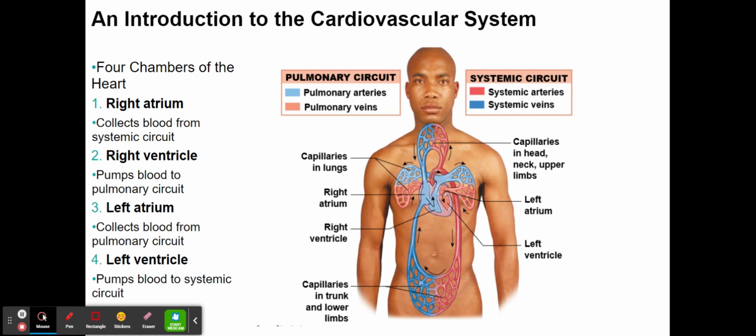The heart has 4 muscular chambers, 2 associated with each circuit. The right atrium receives blood from the systemic circuit and passes it to the right ventricle, which then pumps blood into the pulmonary circuit. The left atrium collects blood from the pulmonary circuit and empties it into the left ventricle, which pumps blood into the systemic circuit. When the heart beats, the atria contract first, and then the ventricles contract. The 2 ventricles contract at the same time and inject equal volumes of blood into the pulmonary and systemic circuits.